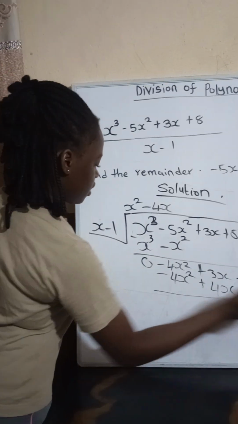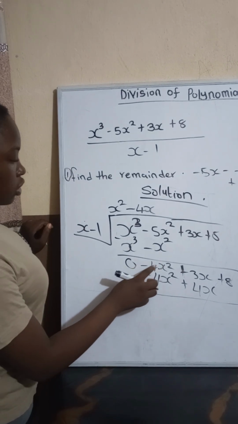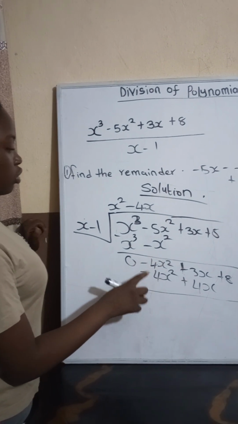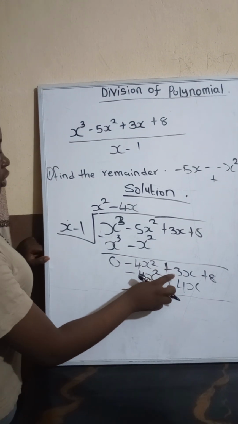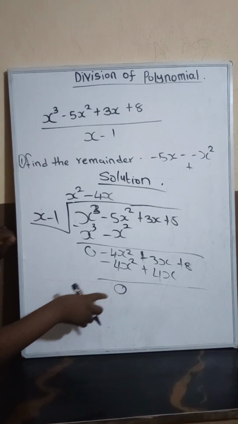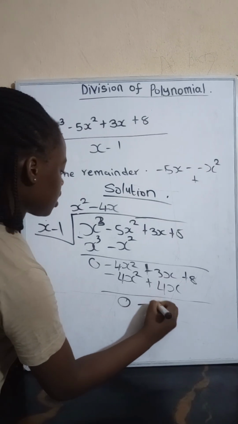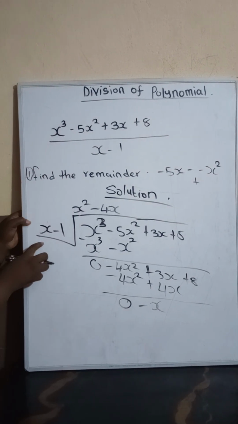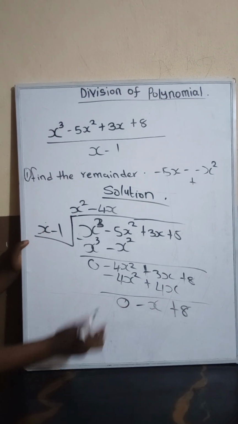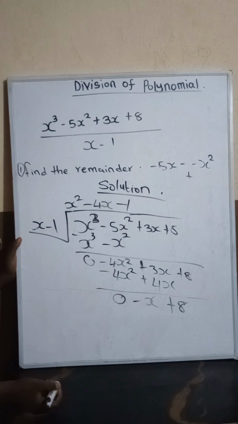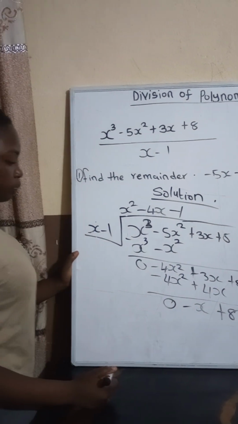Then you subtract again. So minus 4x squared minus minus 4x squared will give you 0. Then 3x minus plus 4x will give you minus x. Then you bring down your plus 8. Then minus x divided by x will give you negative 1. Because if this x divides this x, it will give you 1. Then you bring your negative.